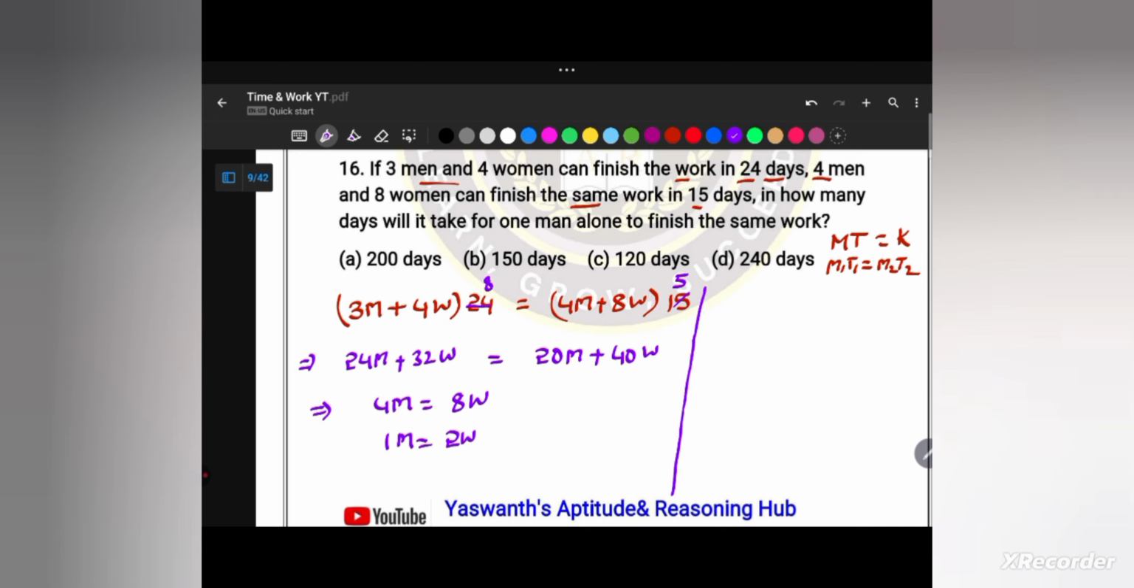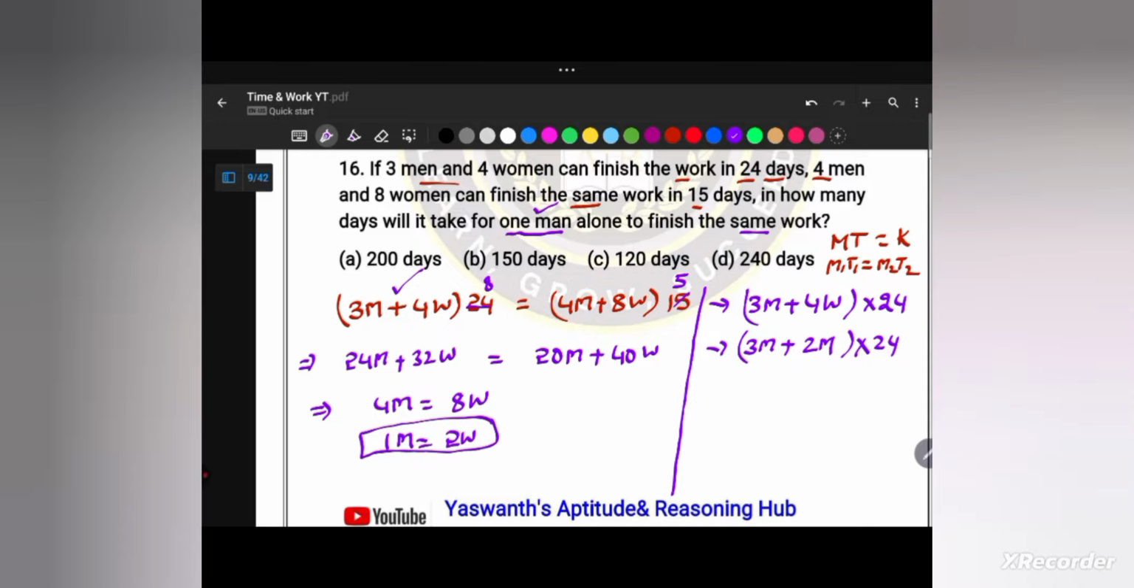Clearly, next, what is the question regarding? In how many days will 1 man alone finish the same work? So take any one case, either the first scenario or the second. If you take the first scenario, there will be 3 men and 4 women working for 24 days to complete the work. Now we know the relation between men and women, right? We need to eliminate the women because we need to find it in terms of the man. So the man means it will be 3 men. Here clearly 2 women equal to 1 man. So 4 women means 2 men, into 24, which implies 5M into 24.